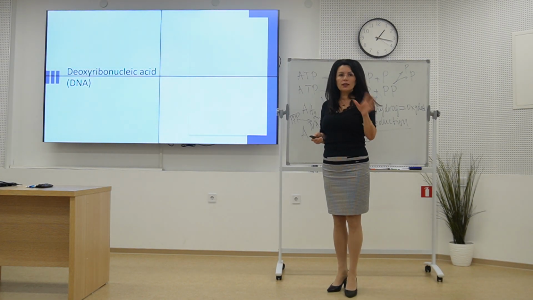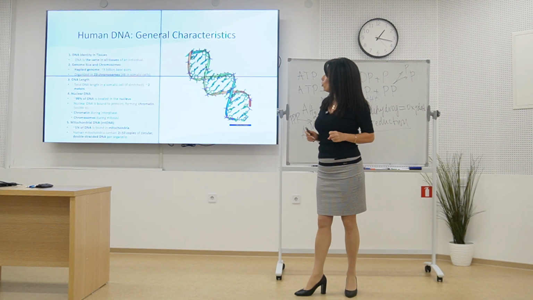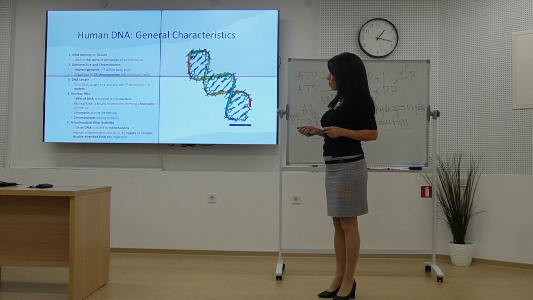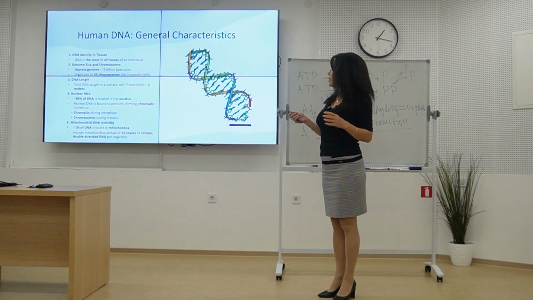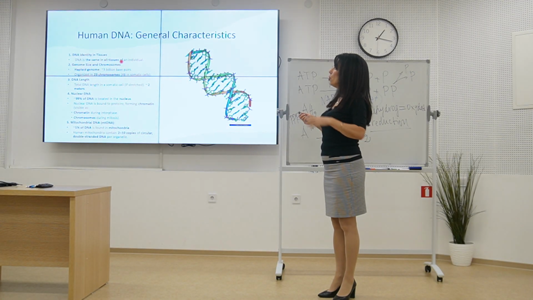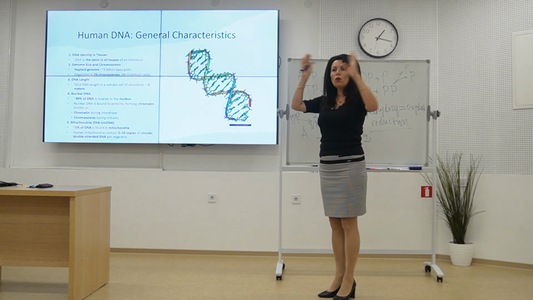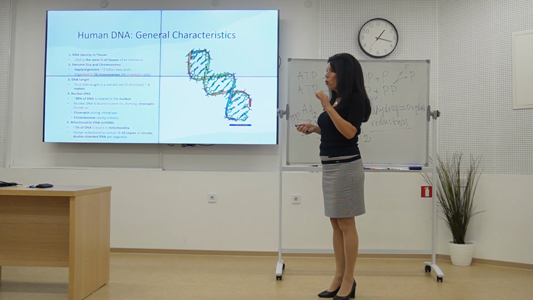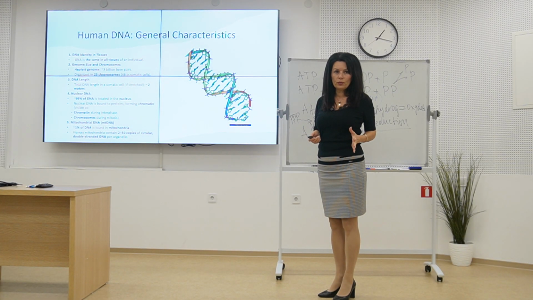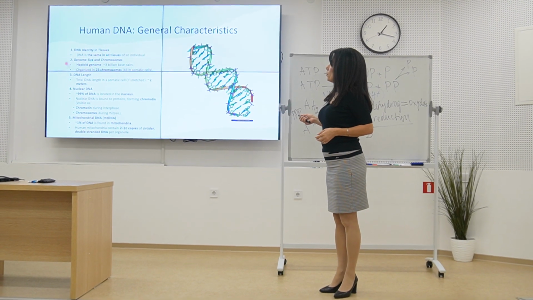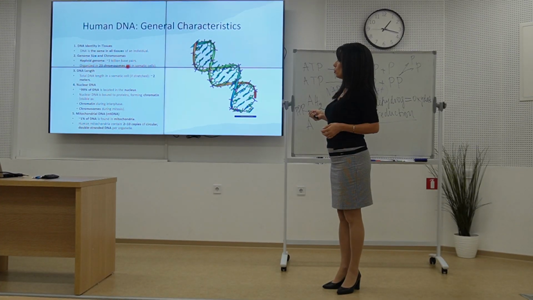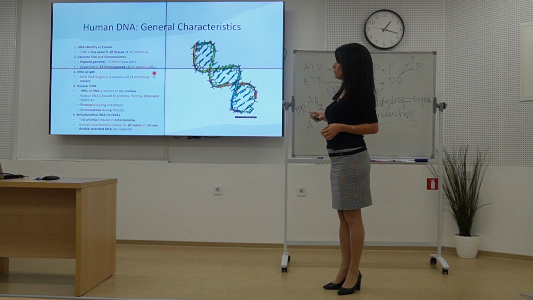Deoxyribonucleic acid. Something about DNA. First, the human DNA and general characteristics. Number one, the DNA is located in all tissues, in all our cells. And it is the same in all tissues of the individual. It is organized in 23 chromosomes, or 46 in somatic cells.